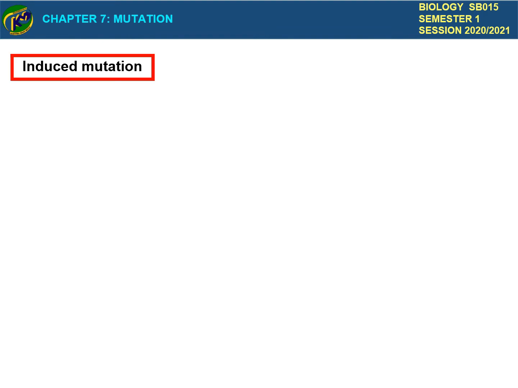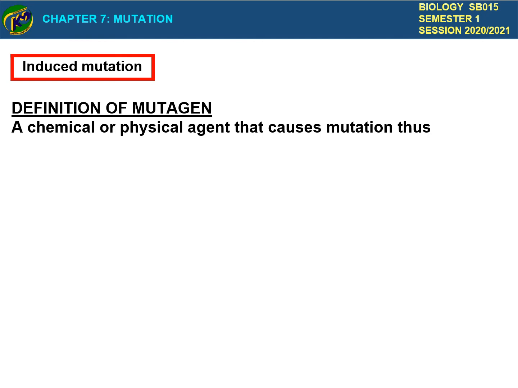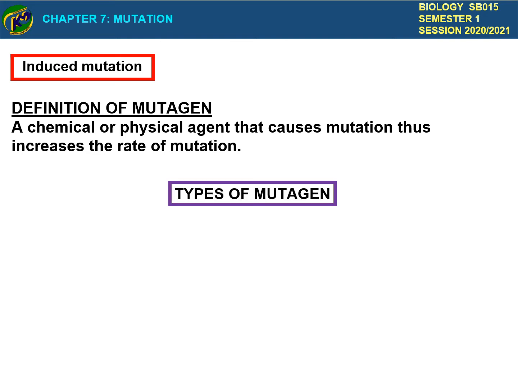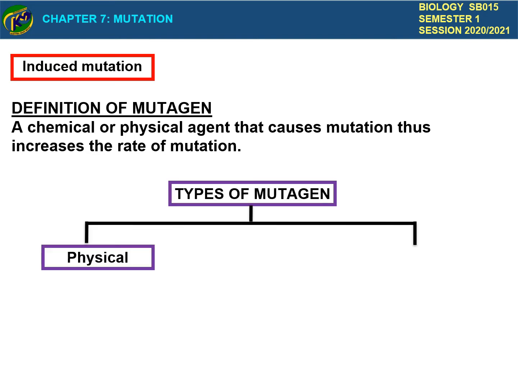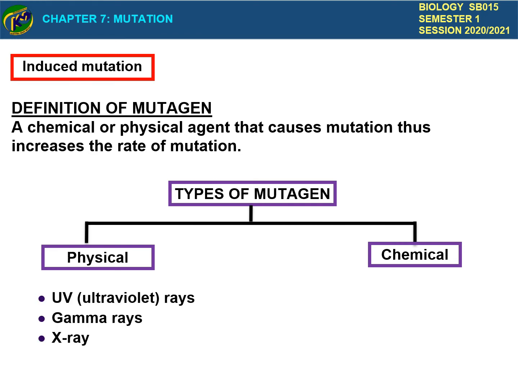Induced mutation occurs due to mutagen. Mutagen is a chemical or physical agent that causes mutation, thus increases the rate of mutation. There are 2 types of mutagen. The first one is physical mutagen and the second one is chemical mutagen. Examples of physical mutagens are UV rays, gamma rays, and X-rays, while examples of chemical mutagens are colchicine and ethidium bromide.